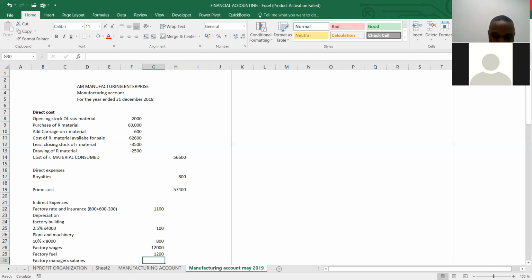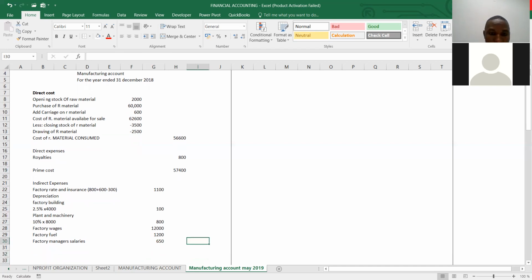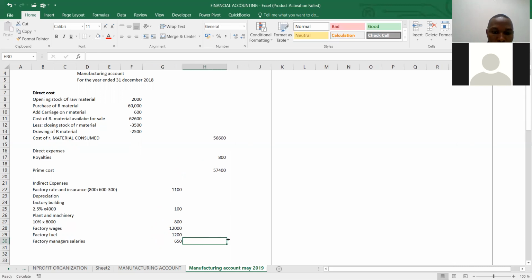That is 650. The examiner will specify the indirect and direct cost. So we sum it: 1,100 plus 100 plus 800 plus 12,000 plus 1,200 plus 650. How much are we getting? I'm getting 15,850. Is it the same as my value? Sum it, and we compare the values.